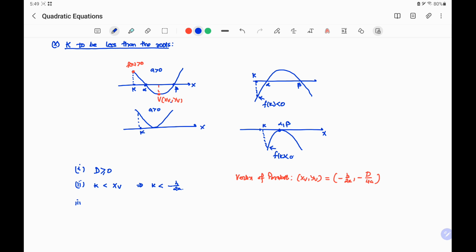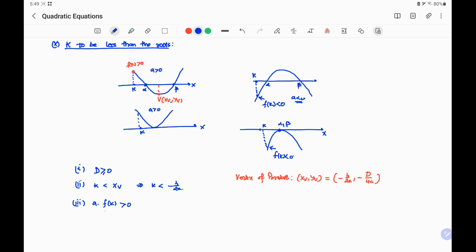And the third condition is that a into fk. If we see the graph, a is greater than 0 and fk is greater than 0, so it is greater than 0. In the second graph also it is greater than 0. On the downward opening graph, again, because a is less than 0 as well as fk is less than 0, so also here it is positive.